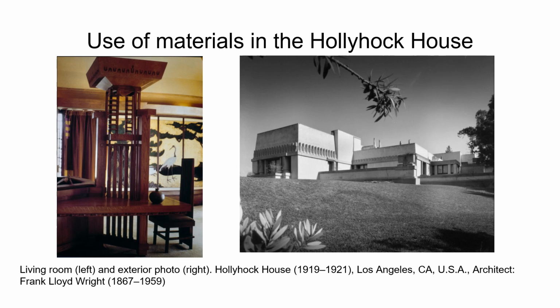In the Hollyhock House, Frank Lloyd Wright used primarily natural materials such as wood, concrete, and glass to build a house. Wright believed in using natural materials instead of making one material look like something else, such as trying to make tile look like marble, which is a belief that is shown throughout the house.